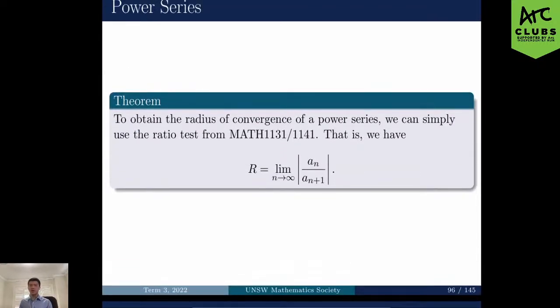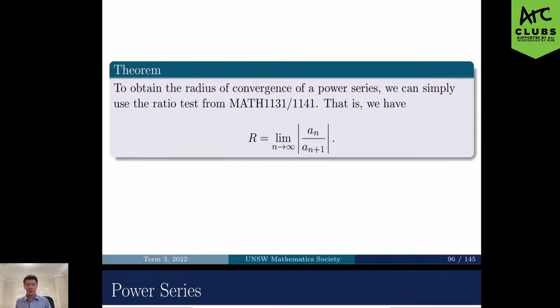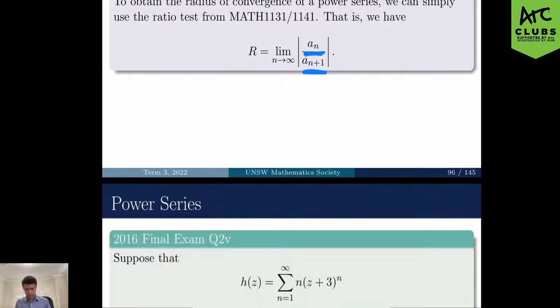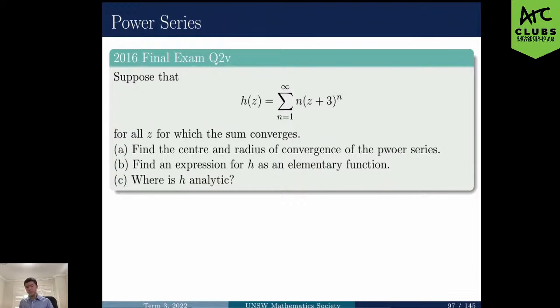And to obtain the radius of convergence of a power series, use the same concept as in Math 1131 and 1141, which means that you can just take the limit of the ratio of consecutive terms, a_n plus 1, take the absolute value of that, and then you'll get your radius of convergence. We'll do an example from the 2016 final exam, talking about these exact concepts.